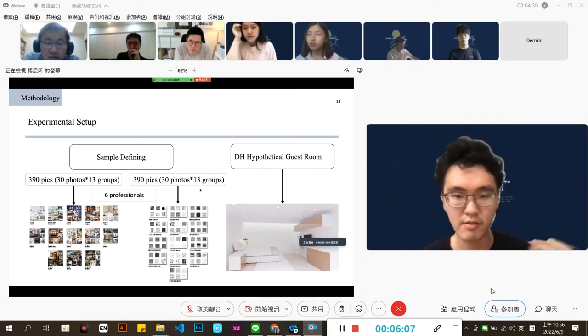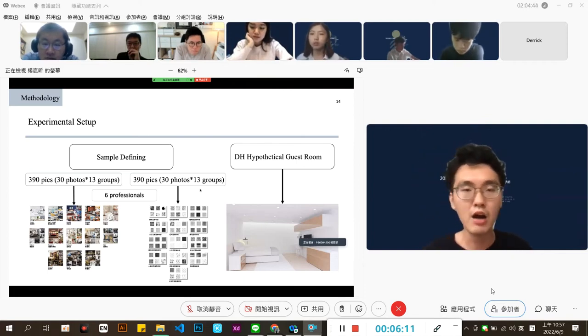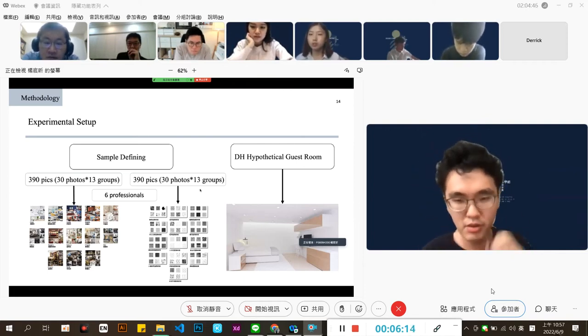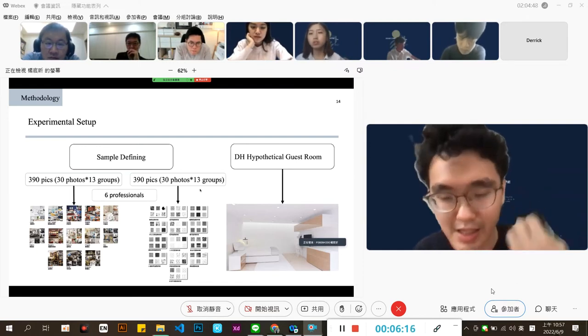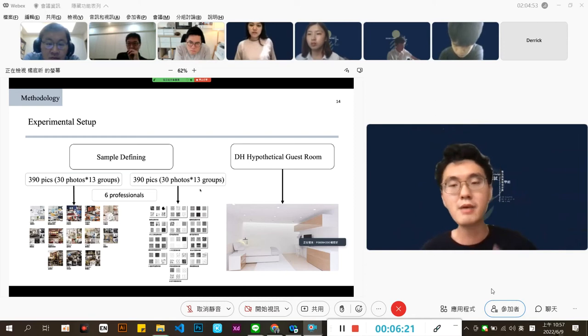As for the DH hypothetical guest room, we discussed with DH owners and scholars about how to realize and put these designs in place. We are willing to examine design elements inside this united occasion, and it is able to be realized in reality.